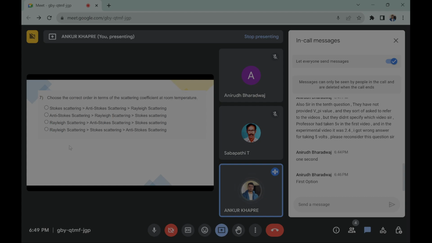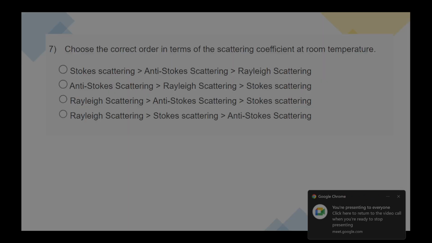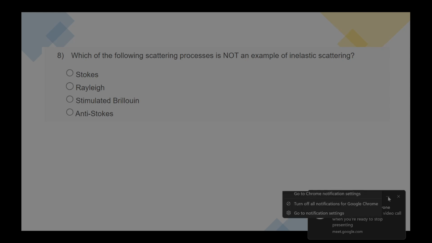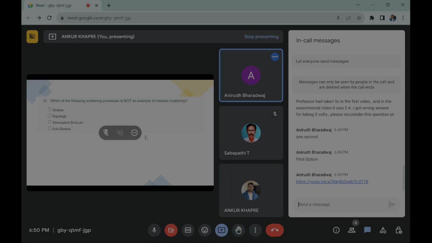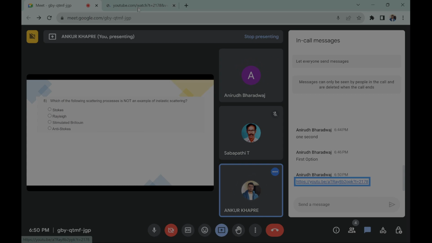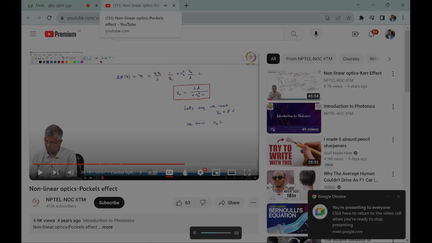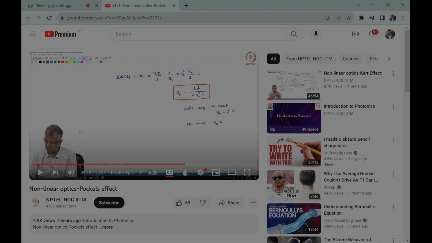This is also a very easy question, question number 7. Just tell about the scattering coefficient at room temperature. I posted that link. At this point, only sir took 5 volts. That's why I took that also. Can you tell the timestamp? If you click the link, it will take you to that particular time. Okay, 5 volts he has taken. Right.